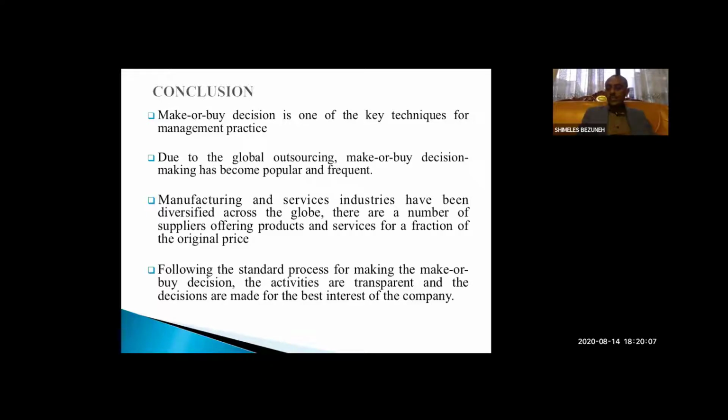Following the standard process of making the make or buy decision, the activities are transparent and the decision is made in the best interest of the company. You know that in the first stage of preparation, we have already created a team. So when that team makes a decision to either make or buy, they must be transparent, and any decision they make should be in the interest of the company.